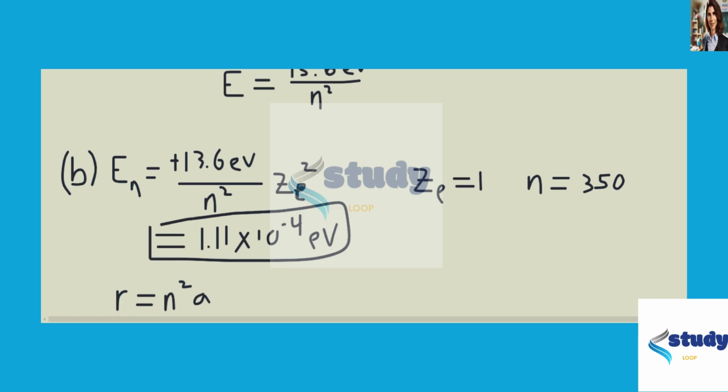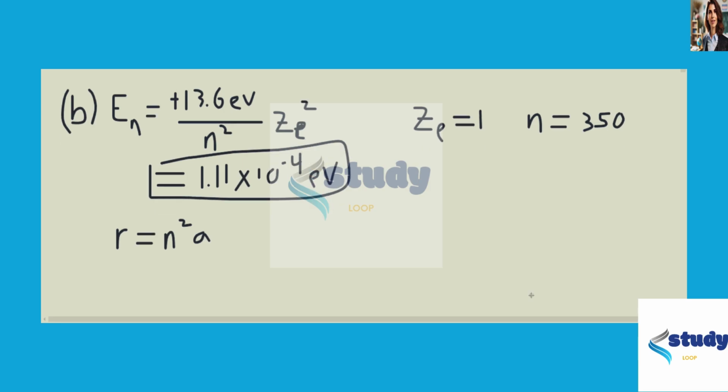Now, to calculate the radius, R is N squared times A, where A is Bohr's radius, 5.29 times 10 to the minus 11 meters. So this value for R is equal to 6.48 times 10 to the minus 6 meters. We can box it in as the solution for the second part of B.